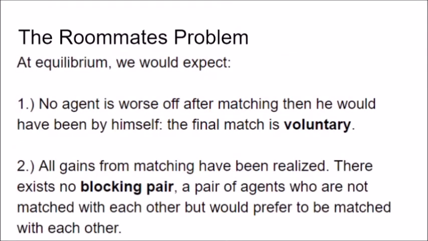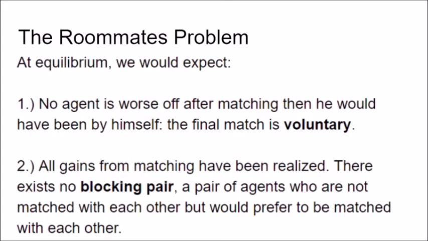In the roommates problem, at equilibrium, we would expect two different things to be true. First off, we would expect that no agent is worse off after matching than he would have been by himself. In other words, the final match is voluntary. If an agent is worse off after matching, then he would actually prefer to just be by himself. So the final match must be voluntary.